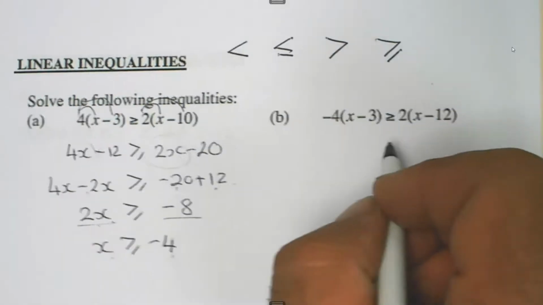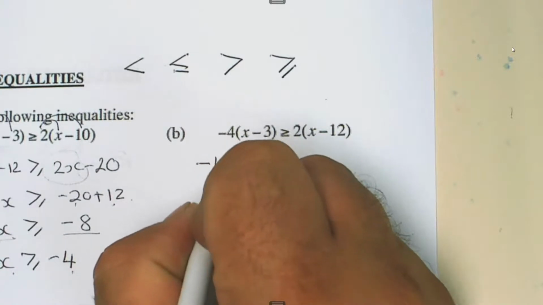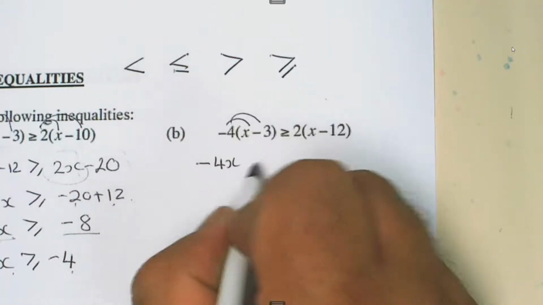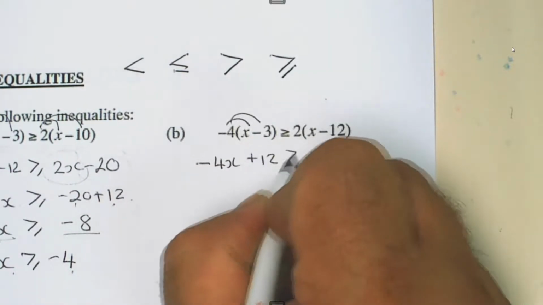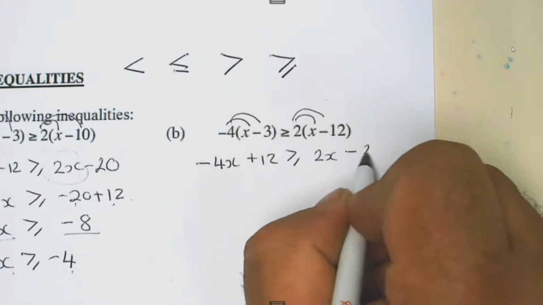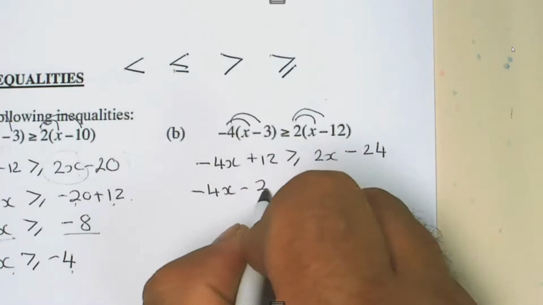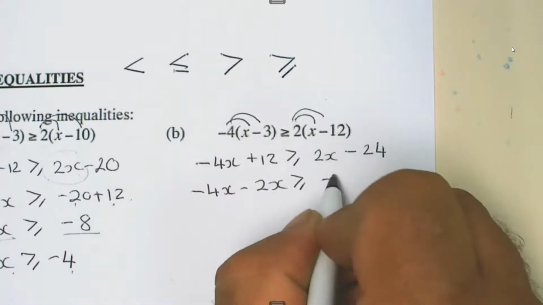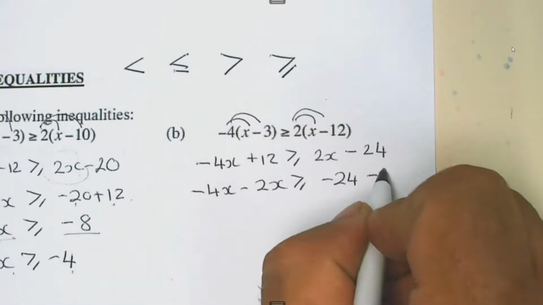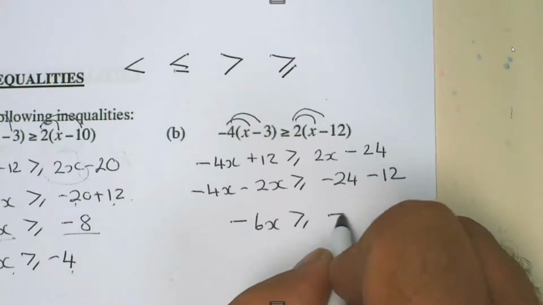In this one here, we can multiply out. So we say negative 4x plus 12 is greater or equal to 2x negative 24. So negative 4x negative 2x is greater or equal to negative 24 negative 12. So negative 6x is greater or equal to negative 36.